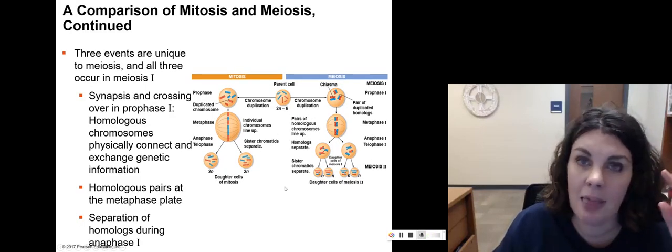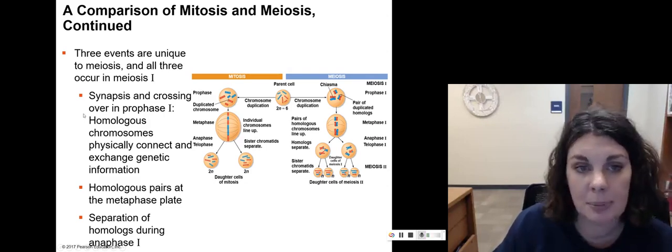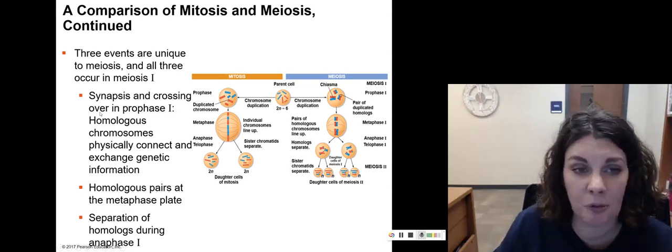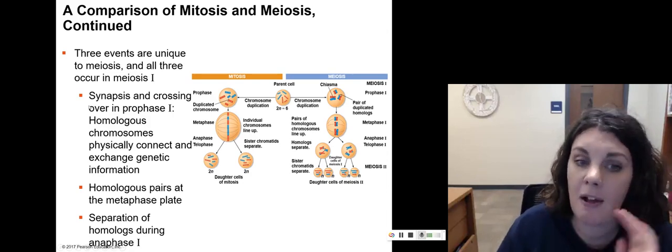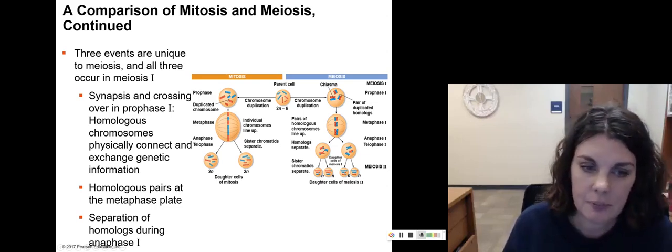3 events are unique in meiosis, and they are all going to happen in meiosis 1. So first is synapsis and crossing over. Synapsis and crossing over occurs in prophase 1. It is important to know that it occurs in prophase 1. In synapsis and crossing over, you have homologous chromosomes that physically connect and exchange genetic information with each other.